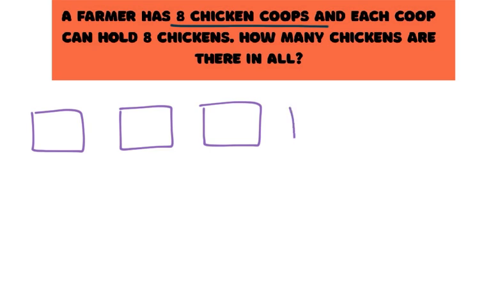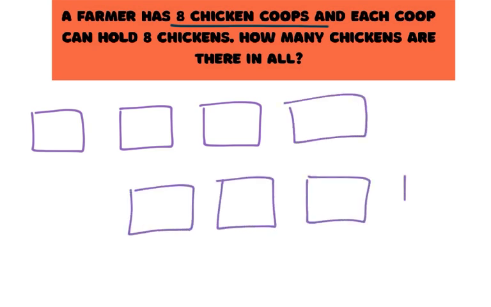We now go to our second example that says a farmer has 8 chicken coops and each coop can hold 8 chickens. How many chickens are there in all? I'm going to reread again just to make sure I'm understanding what the question is telling me. What information do I already know? And I know that a farmer has 8 chicken coops. So I'm going to note my chicken coops as these squares, and I'm going to make sure that I have 8 of them.